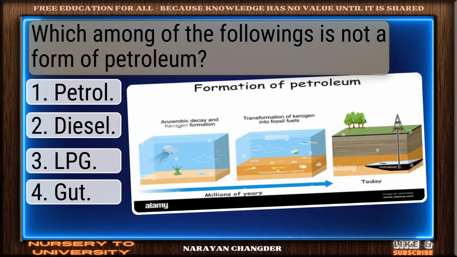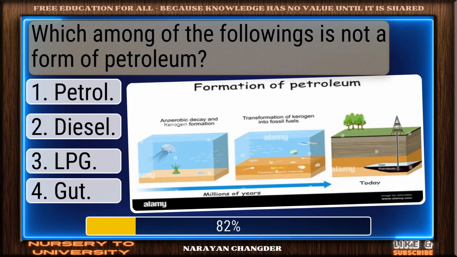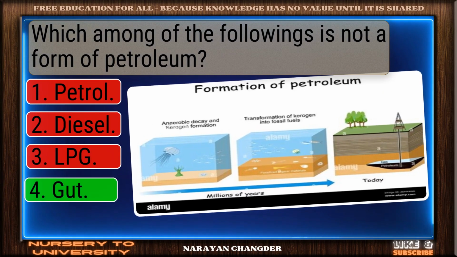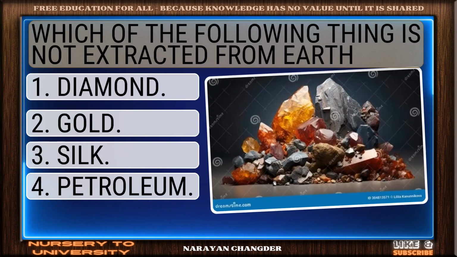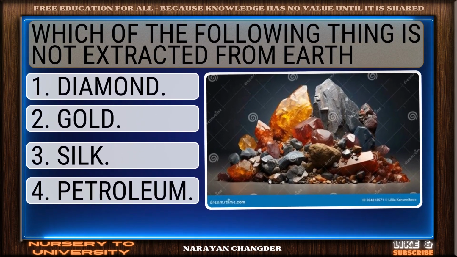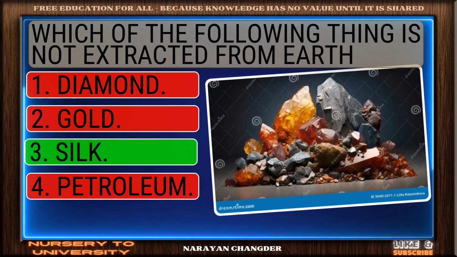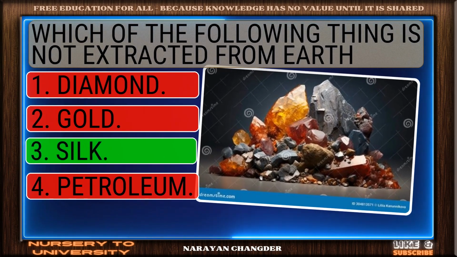Which among the following is not a form of petroleum? Bravo. Wood is the answer. Which of the following things is not extracted from Earth? Smart pick. Silk is the correct choice.